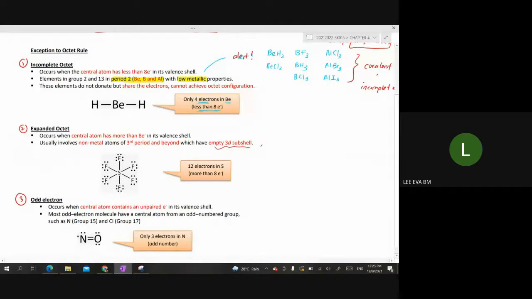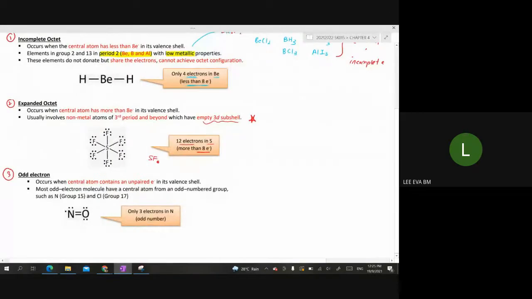This is the reason every time the question asks. It usually includes the reason of the empty d subshell, empty d orbital. You can use subshell or orbital. So for example using SF6. Why can sulfur have more than 8 electrons? 2, 4, 6, 8, 10, 12. There are 12 electrons in sulfur. Obviously it's more than 8 electrons. Therefore, it obeys the expanded octet. The reason is because sulfur comes from period 3, it has empty 3d orbitals.